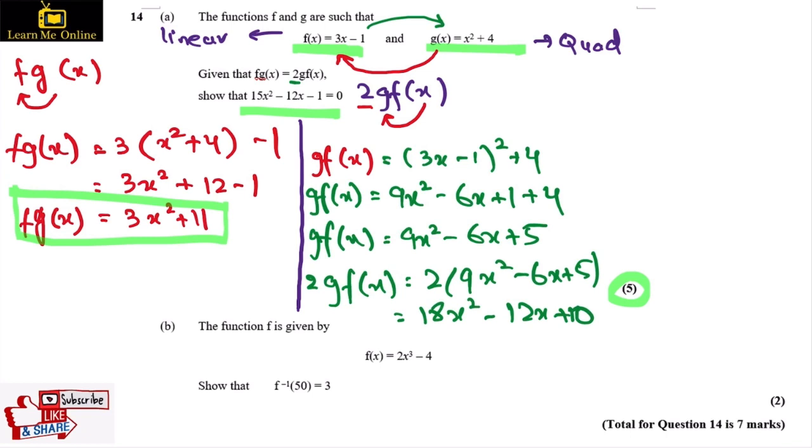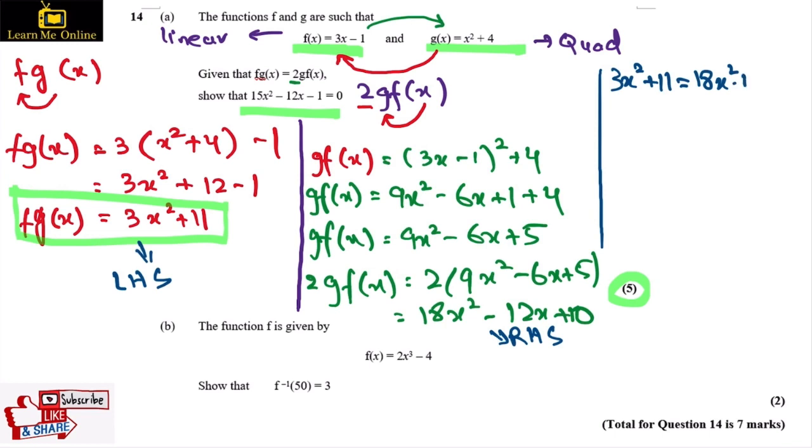Because both the things are equal to each other, my last step over here is just taking my left hand side, which is this thing. This is the left hand side. This is the right hand side. I'm going to make them equal to each other. So 3x squared plus 11 equals 18x squared minus 12x plus 10.